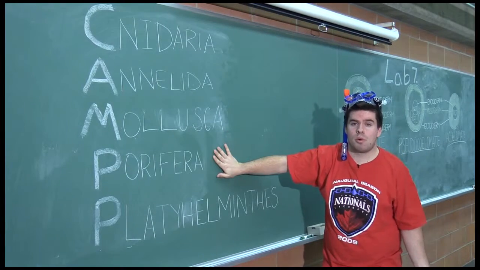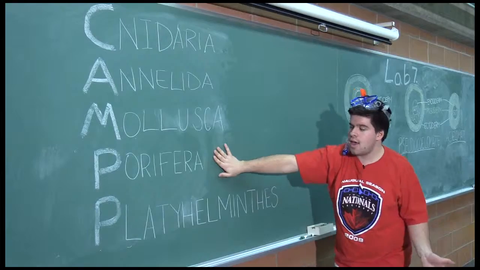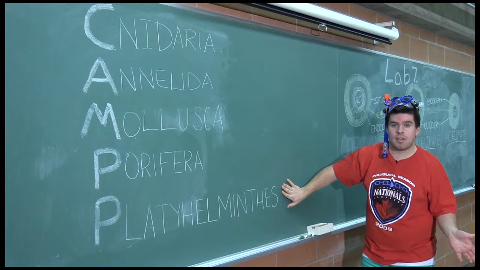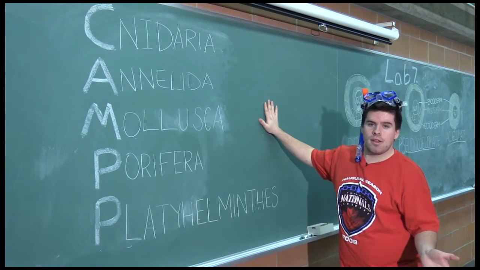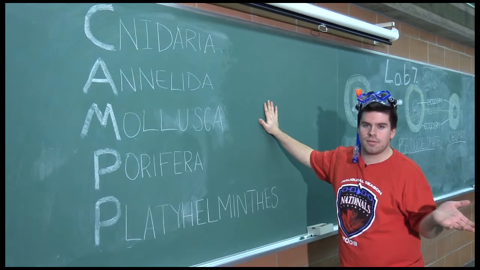The first P is porifera. These are your sponges. And the last P is platyhelminths. These are your flatworms. So, remember, the 5 phyla, camp, like you're going to camp, like you were a kid again.